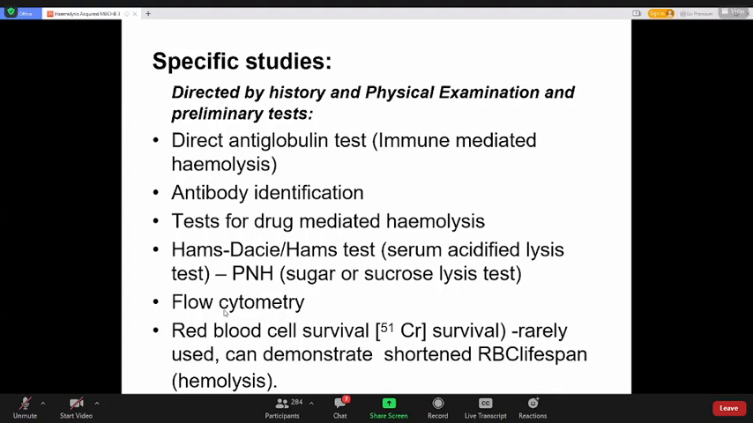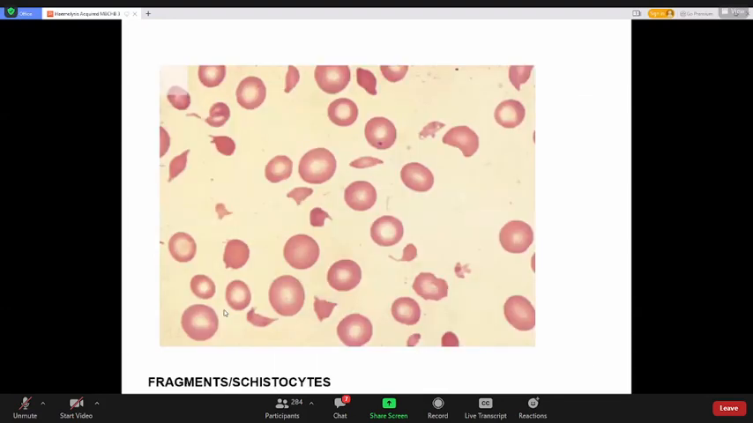you can do a red cell survival test where you label patients' red cells with radioactive chromium, for example. You label the red cells, and you can study the circulation of the red cells and the destruction of the red cells. And this can allow you to demonstrate whether there's a shortened red cell lifespan and whether patients are hemolyzing. So specific tests are there for study of acquired red cell hemolysis.